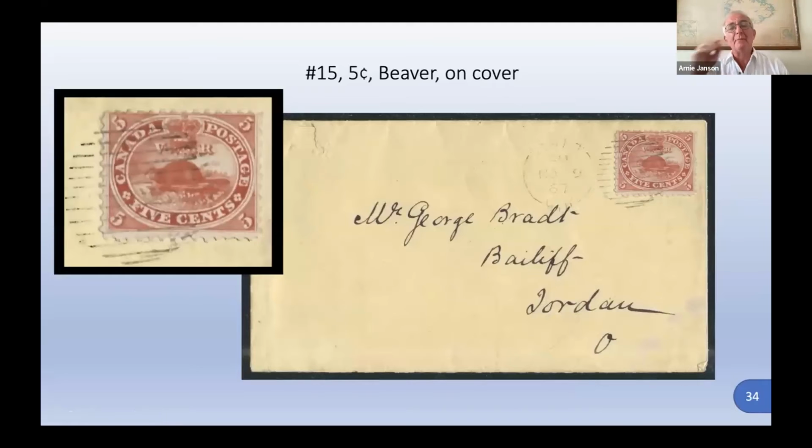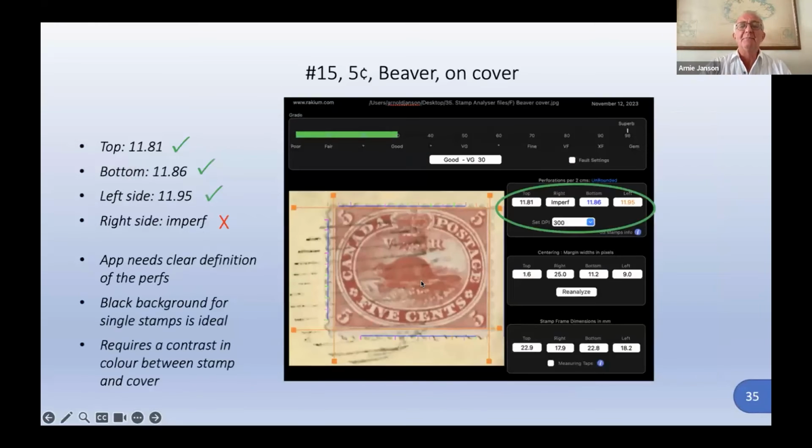Now, I sure wanted to try more covers. For me, it's important in beavers to understand the different perforations on these. Well, it's mixed results. It gave me the top correct, we know it's perf 12, 11.81, 11.86, 11.95 on the top, bottom, and left side. The right side was a weak link. It thought it was imperf. I checked other covers like this. It happened exactly the same.